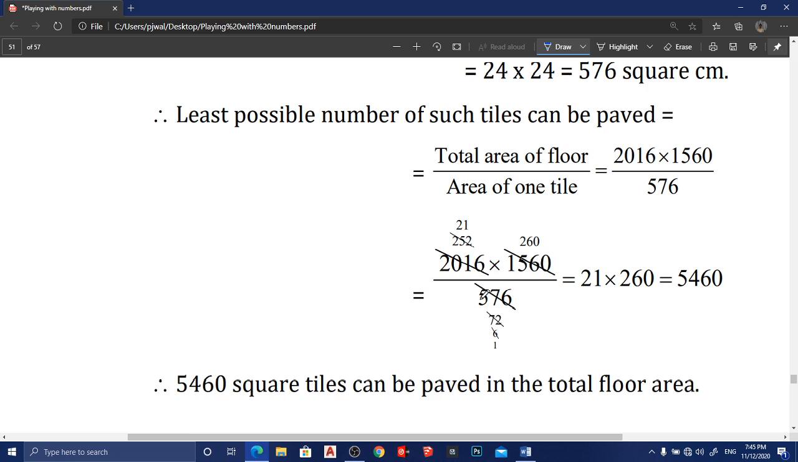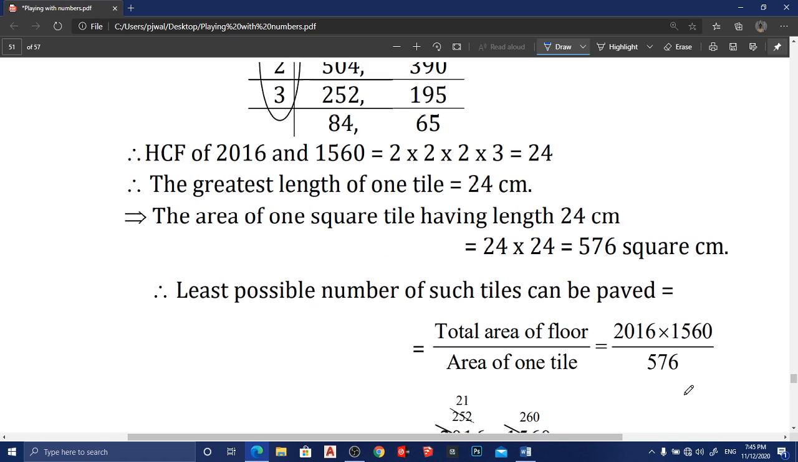So now there is no divisor here in the denominator, so you can multiply these two numbers. 21 into 260 is 5460. So this is the number of square tiles that can be paved in the total floor area.